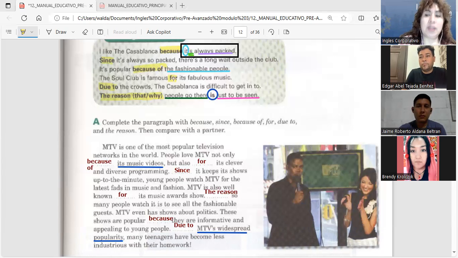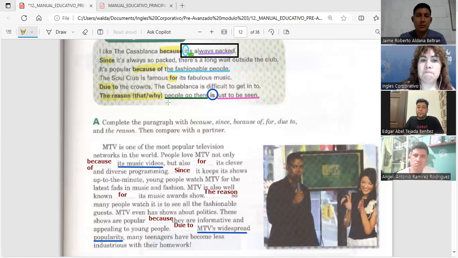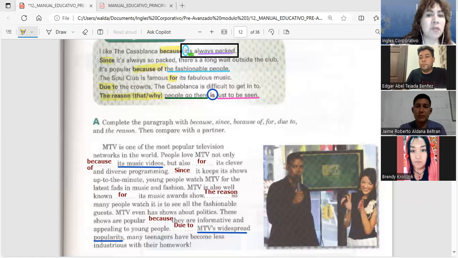So the key to identifying which one is the right one are two things. One, identify which ones use a clause after it and which ones use a noun or a noun phrase after it. And two, identify which ones always have to be at the beginning. For example, the reason or the reason why always has to be at the beginning. And due to doesn't have to be at the beginning, but it's usually at the beginning.